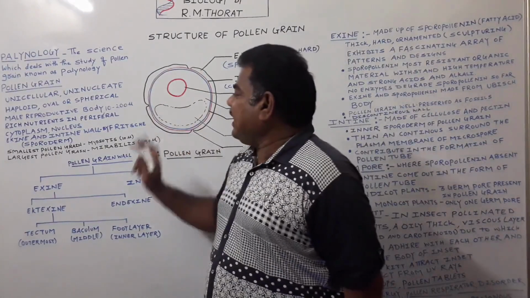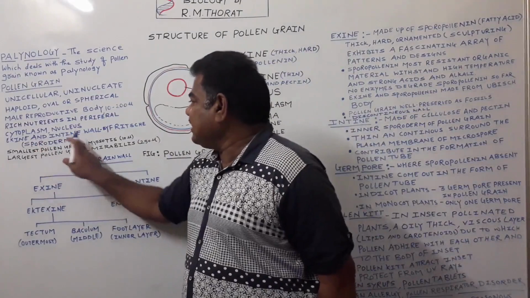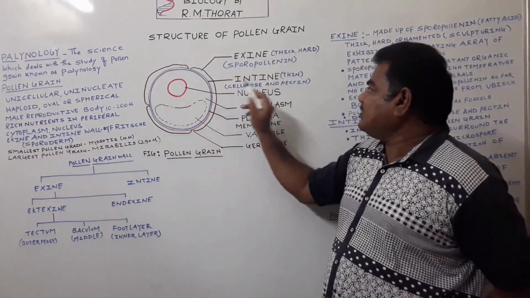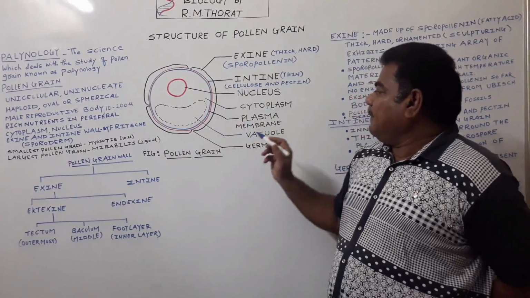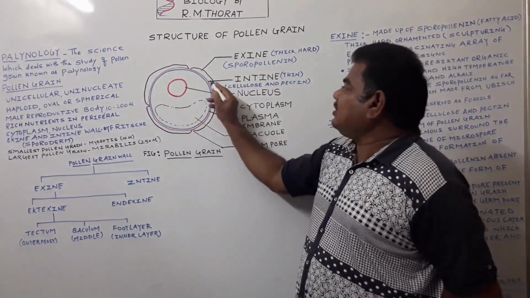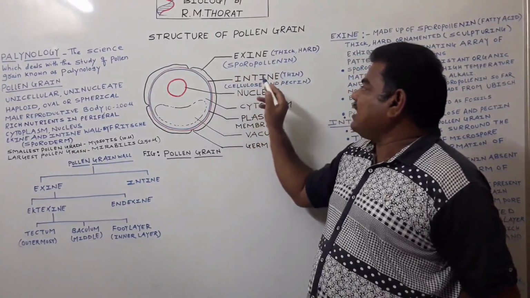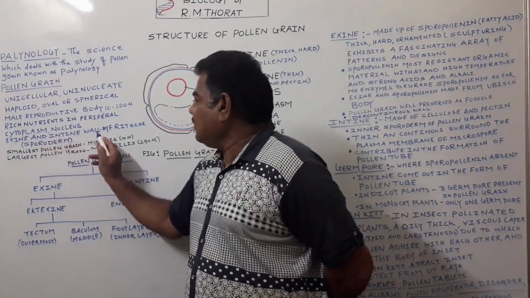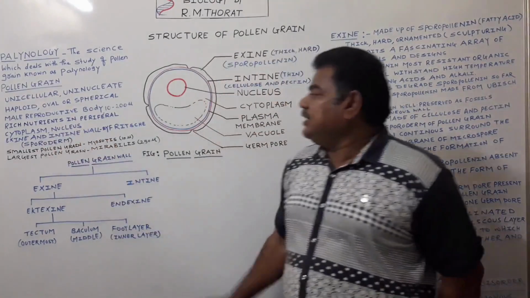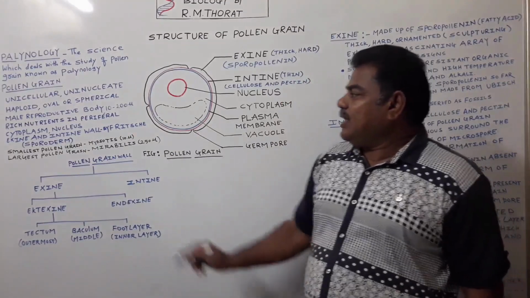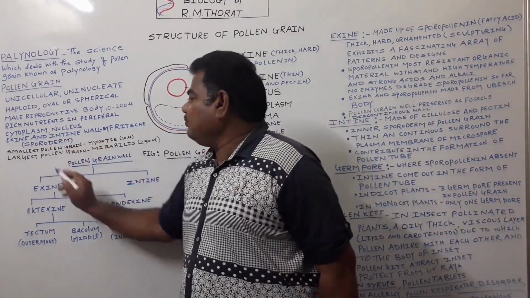Then this pollen grain consists of exine and intine wall. This one is the exine wall, and this one is the intine wall. It means the plasma membrane is covered with two walls. That wall we call the exine wall and intine wall. These terms were denoted by the scientist Fritzsche. And this exine and intine wall we call the sporoderm.